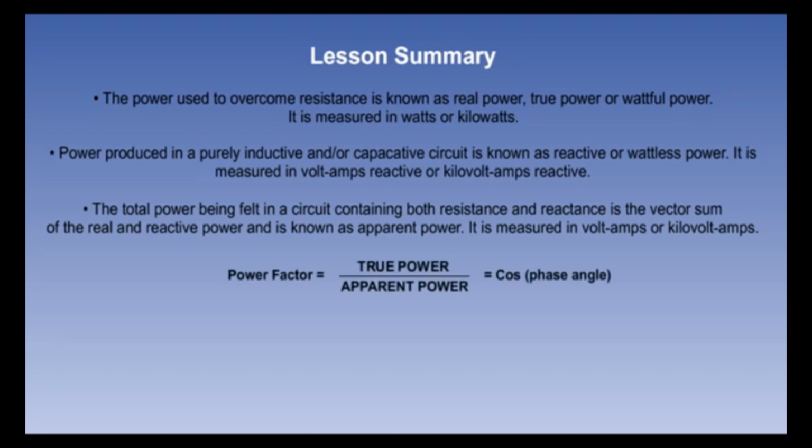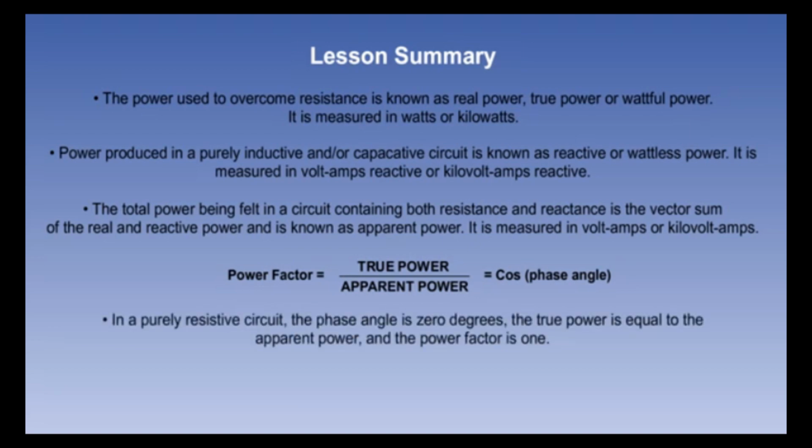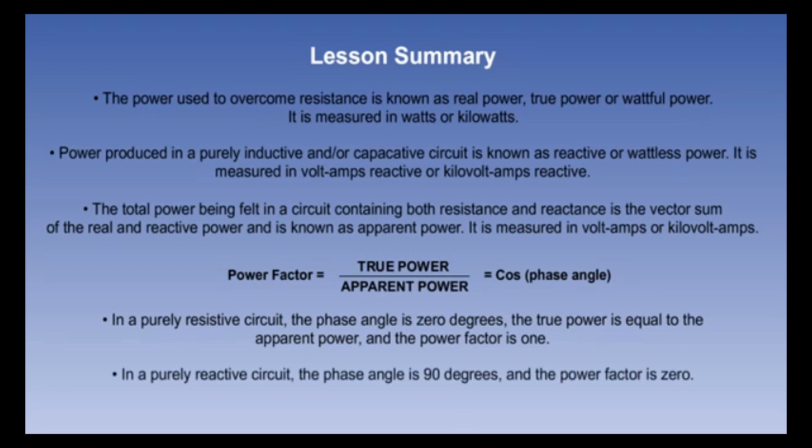The power factor is the true power divided by the apparent power, or the cosine of the phase angle. In a purely resistive circuit, the phase angle is 0 degrees, the true power is equal to the apparent power, and the power factor is 1. In a purely reactive circuit, the phase angle is 90 degrees, and the power factor is 0.